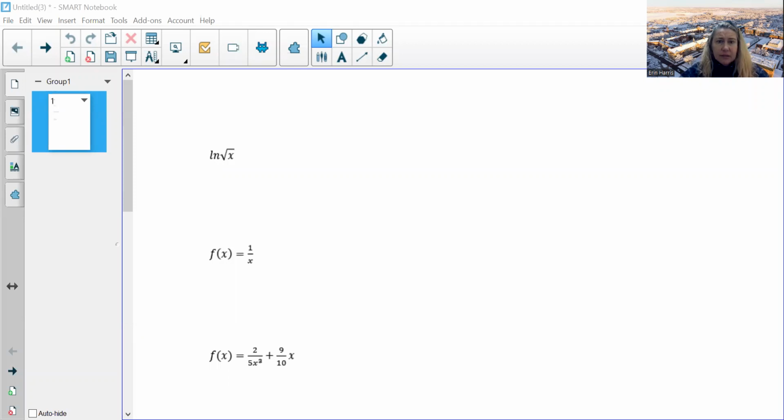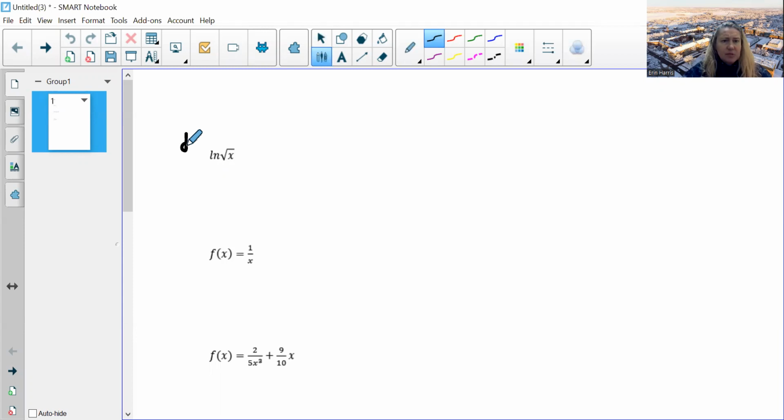hang on here, it's a little technical trouble. I should have a d/dx in front of this. This was the first problem in the derivative section, and as part of the product rule, you needed to find the derivative of the natural log of radical x. Some of you just said 1 over 2 radical x, which is of course just the derivative of radical x.